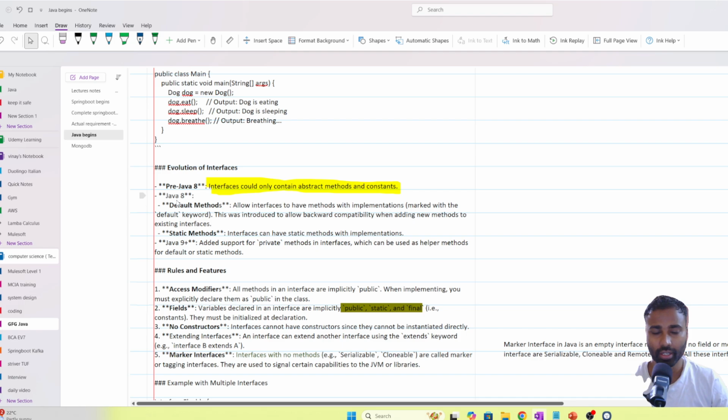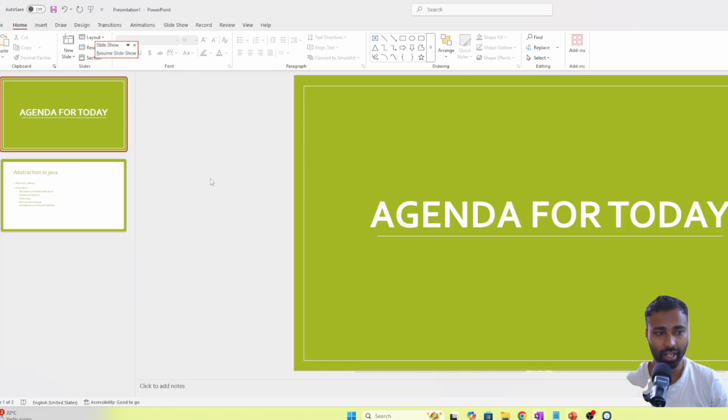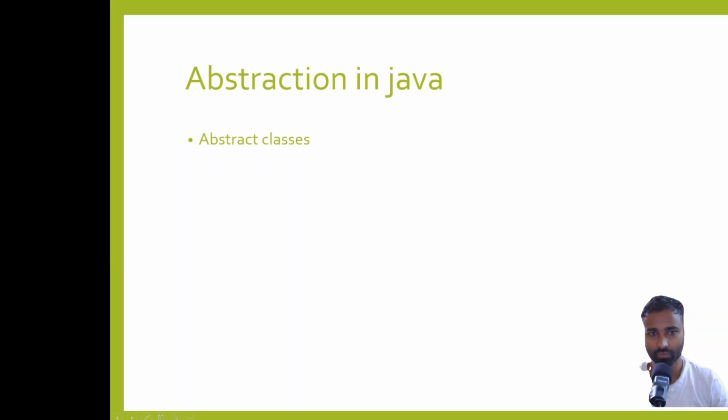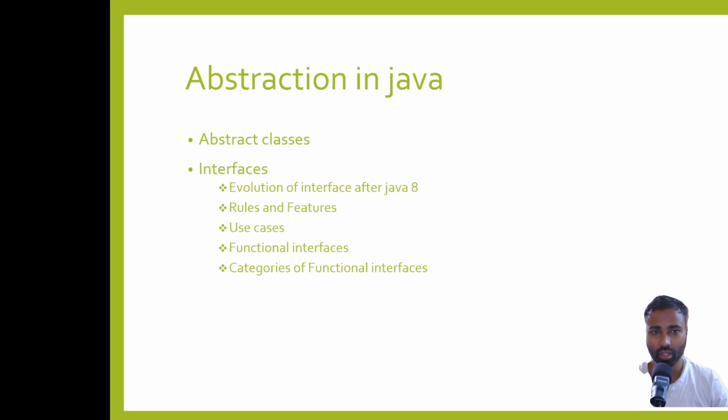Now let's see the evolution of interfaces. Let me go to the slide and see what we have next. So we covered abstract classes and interfaces. Now let's talk about these points: evolution of interfaces after Java 8, rules and features, use cases, functional interfaces, which is a very important thing, and categories of functional interfaces.